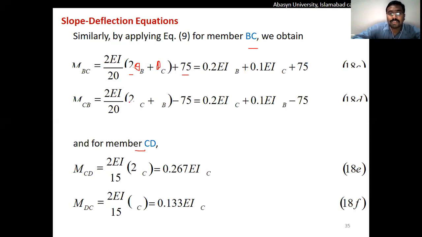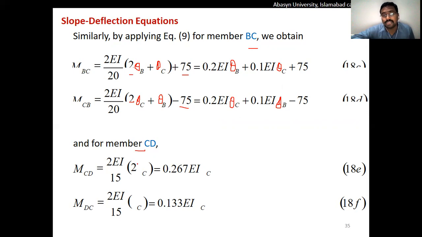Similarly, when we write the equation of theta CB, it will become 2 times of theta C plus theta B minus 75, because it is again in the clockwise direction. Once we simplify it, it becomes 2EI theta C plus 0.1 EI theta B minus 70 for MCB, and for MBC it will become 0.2 EI theta B plus 0.1 EI theta C plus 75. These become equations 18a and 18d.